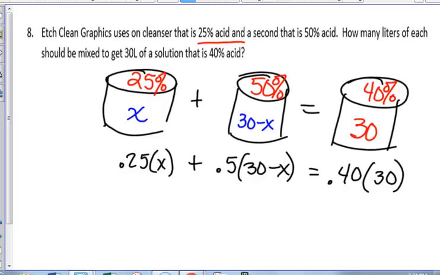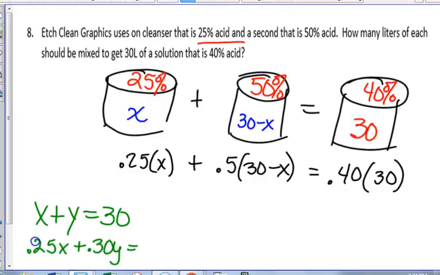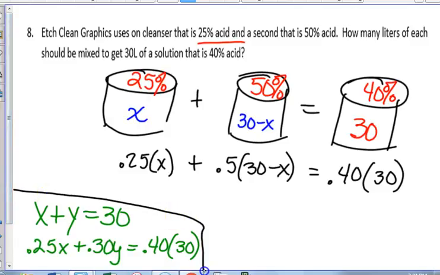If you did 2 variables for this question, you would have said the 2 quantities together have to total 30 liters. And you would say 25% of this plus 30% of this has to total, and you would still have to do 40% of this. Okay, anybody wants to do 2 variables, there's the setup.